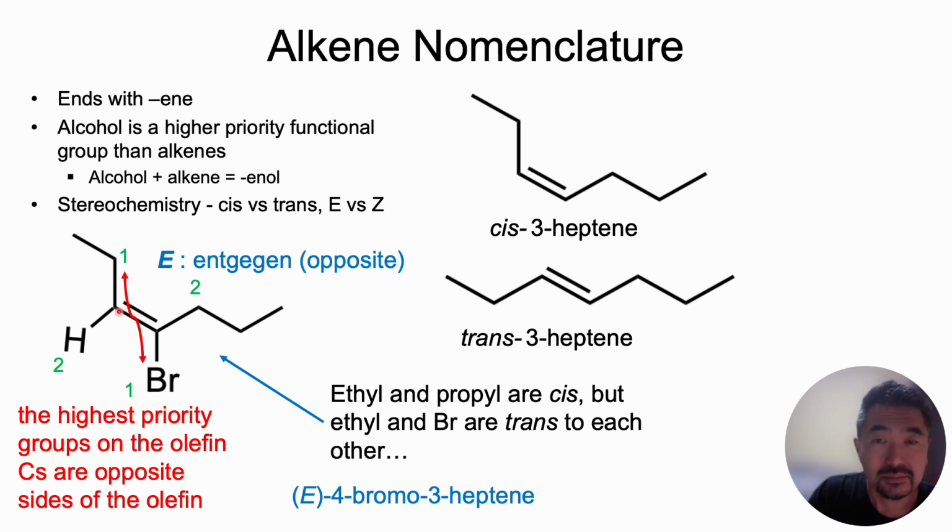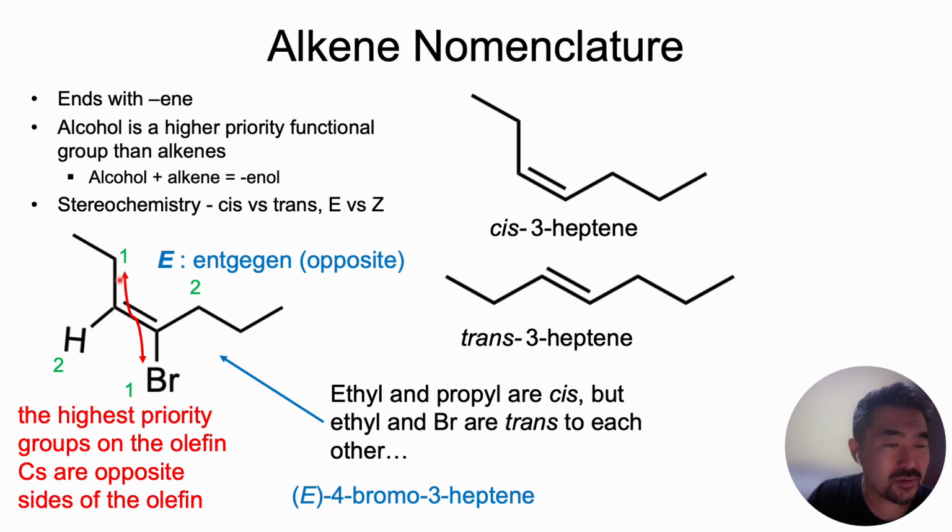So you want to assign priorities to the groups attached to each stereocenter. This carbon has a carbon and a hydrogen attached to it. Same rules as RNS. Carbon has a higher atomic number, so that's priority number 1, hydrogen number 2. And on this stereocenter, this bromine is priority number 1, carbon is priority number 2. And then you look at which way the highest priority group on each stereocenter is pointing.